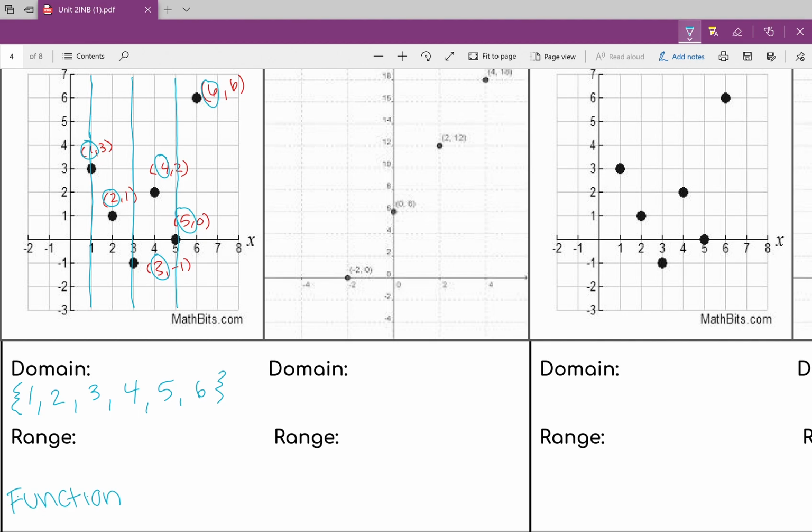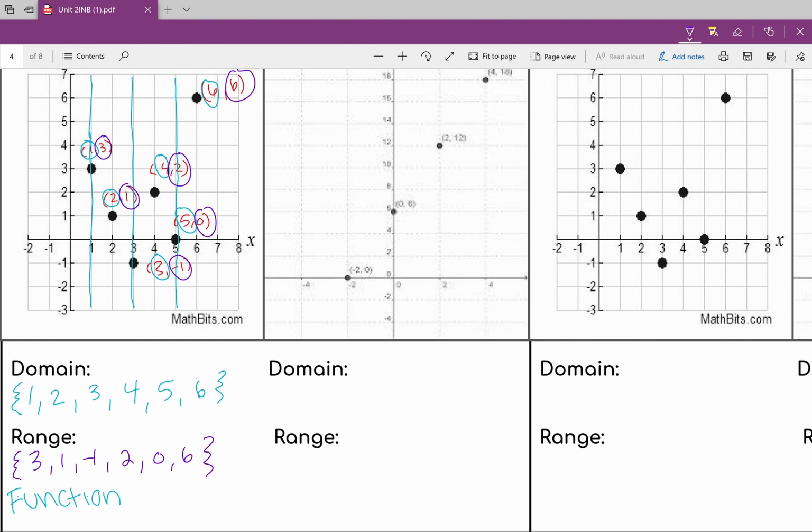Okay. Same with range. I'm going to do all the y values. So right here I have 3, 1, -1, 0, 2, 6. So I'm going to write all those out. So 3, 1, -1, 2, 0, 6. That's the range. So I took all the x values, then I took all the y values.